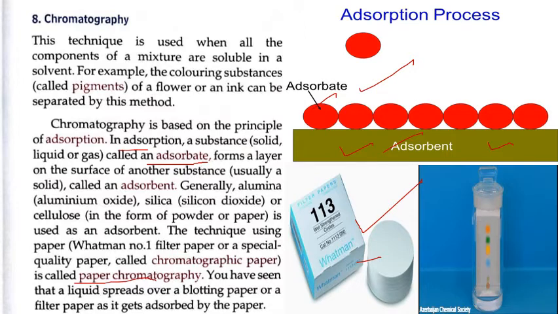You have seen that a liquid spreads over a blotting paper or a filter paper as it gets absorbed by the paper. So what is happening is we have a liquid and it is getting absorbed on this filter paper. So this is how chromatography works. In chromatography, the process is adsorption. There is an adsorbate and there is an adsorbent. We will see more about it in the next slide.